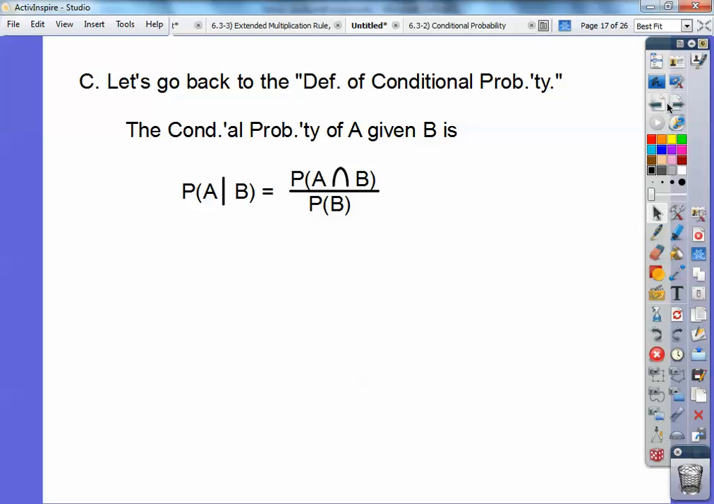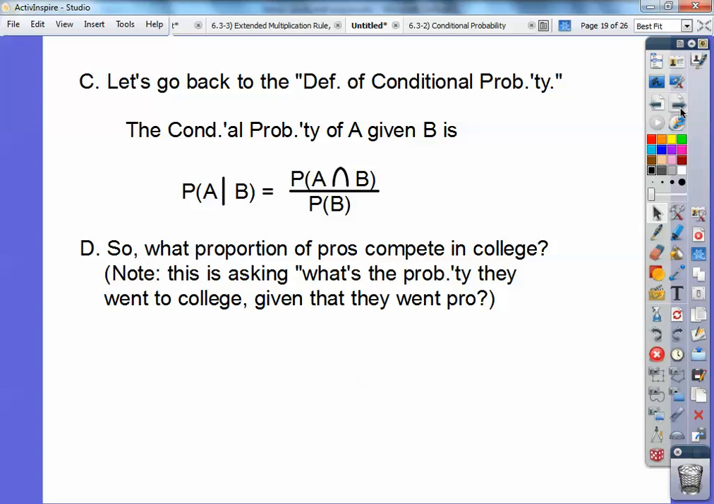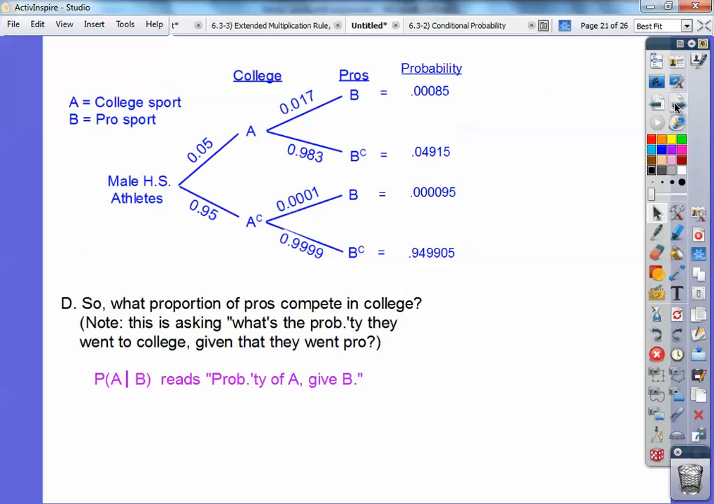Okay, so let's go ahead and do an example here. What's the proportion of the pros who compete in college? Now we did this before, I'm just refreshing you guys. So this is asking you, what's the probability that they went to college, remember that was A, given that they went pro? So the probability of A given B. Sorry, it should be given B, not give B. And I'm just shrinking it so we can see all this stuff right here.